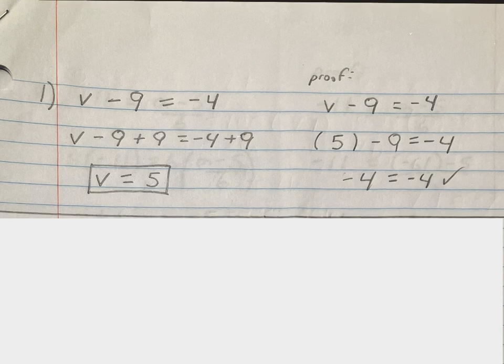What are we doing here? We've got v minus 9 equals negative 4. What's happening to v? 9 is being subtracted from it. We undo a minus 9 with a plus 9, right? Everything that's there first, plus 9.